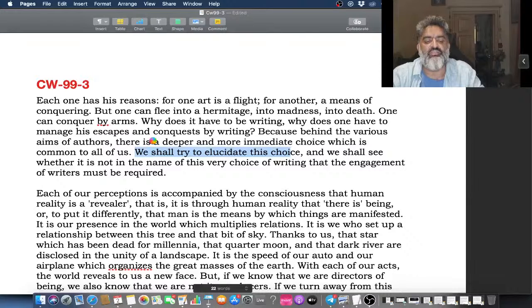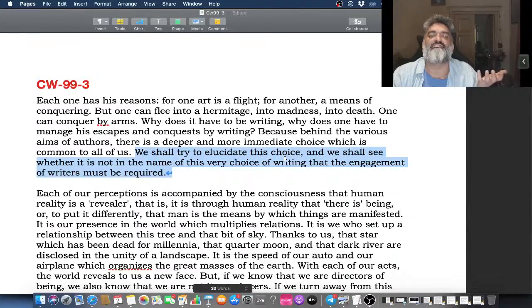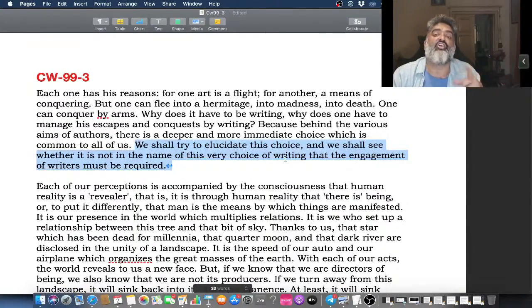There is a deeper and more immediate choice. Right now I do not know what that choice is or what the author means, but I know he's talking about the choice being common to both of us. He then says we shall try to elucidate this choice, and we shall see whether it is not in the name of this very choice of writing that engagement of writers must be required. So this paragraph seems like an introduction of the idea of this choice that the writer is driven by or confronted with, and he's going to analyze it, right?